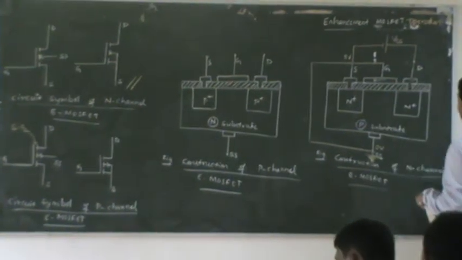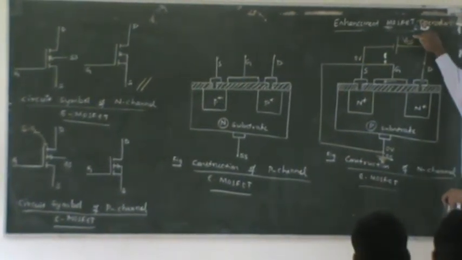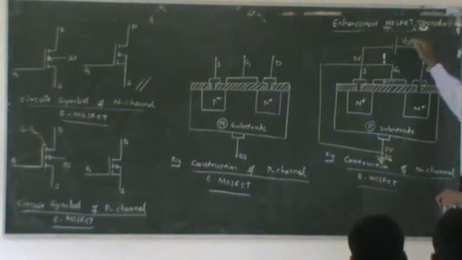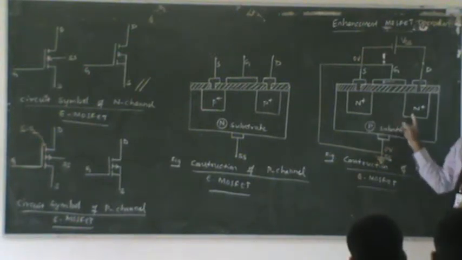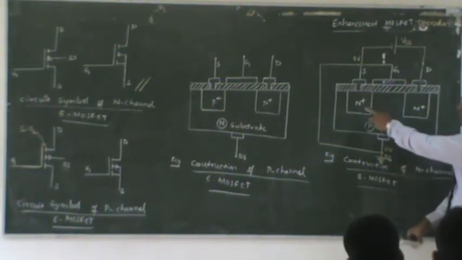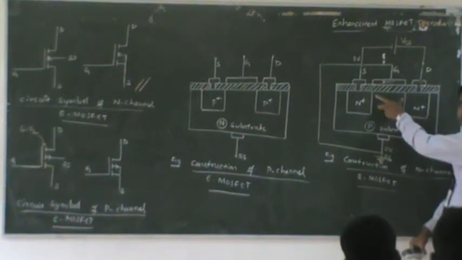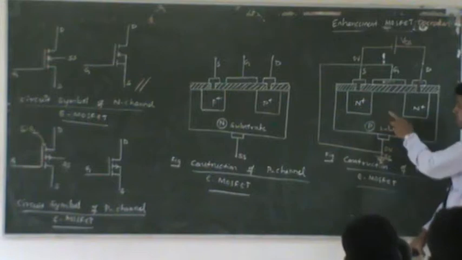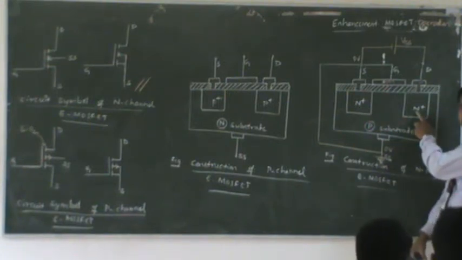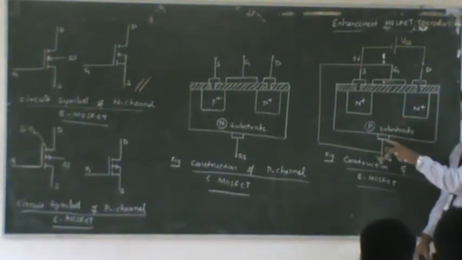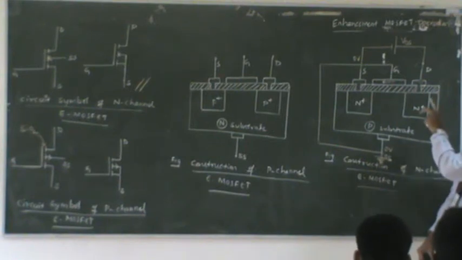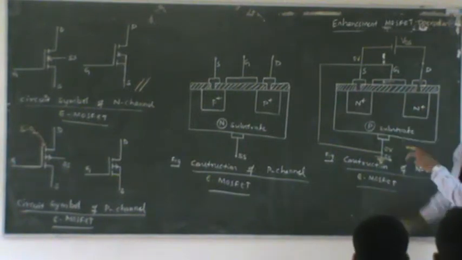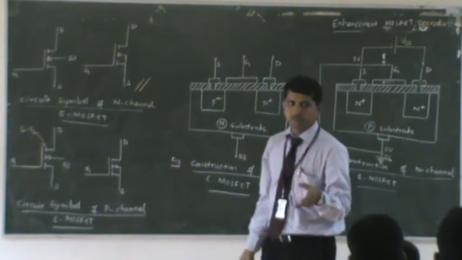Now, if you increase your VDS, do you have any current? Because there is no continuity between these two. In between, you can see through the N plus region there is a P-type substrate. So current will not go from the source N plus region to the drain N plus region. So the device will remain off when VGS is 0. That's why it is called normally off. What about when VGS is negative?